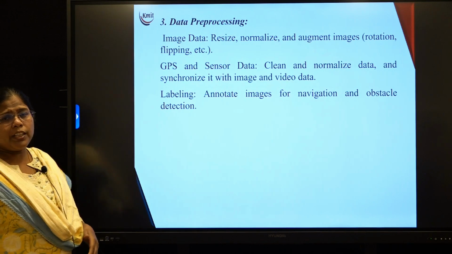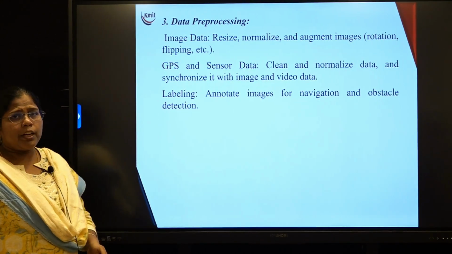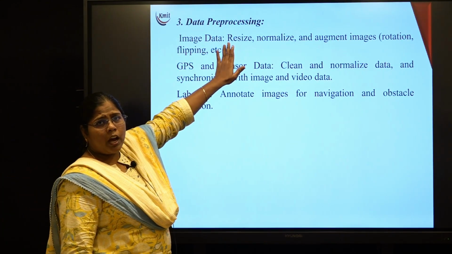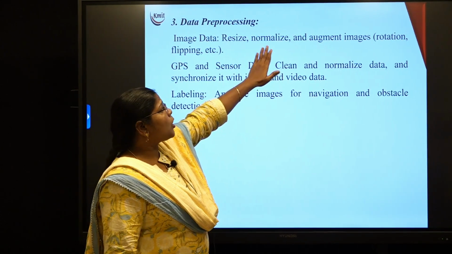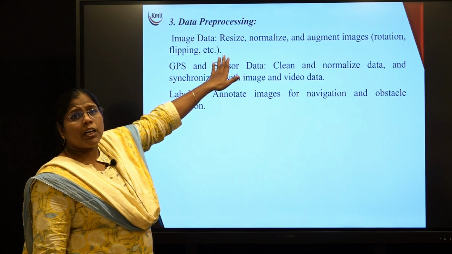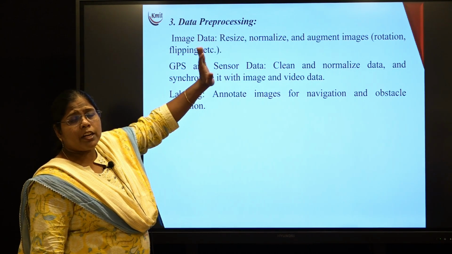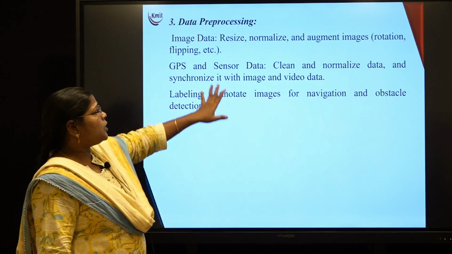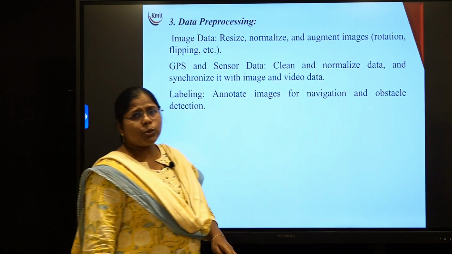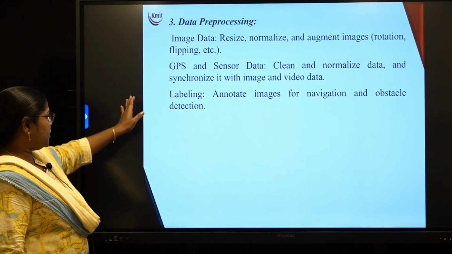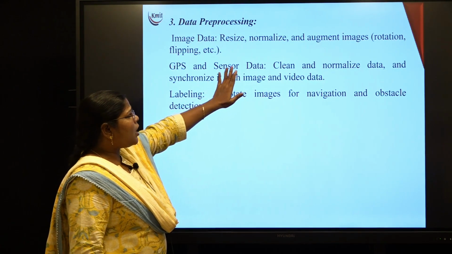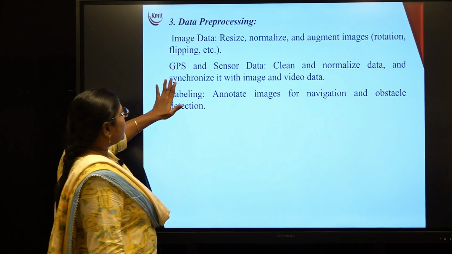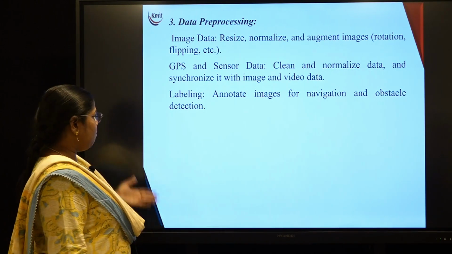Next, after collecting the data, we need to pre-process the data. We know that if the images are there, we need to resize the images. Next is normalizing the images according to the model. Resizing the images is required when we are giving them to different models like CNN, LSTM, object detection, and so on, and augmenting images to increase the data set size. So GPS and the sensor data is always cleaned and normalized and synchronized with the image and video data.